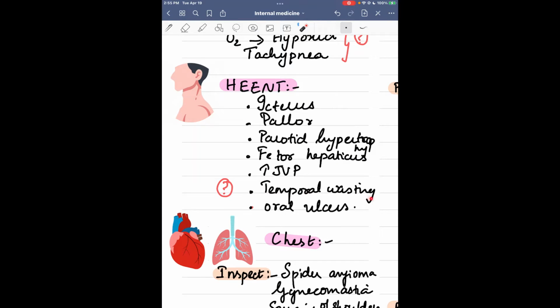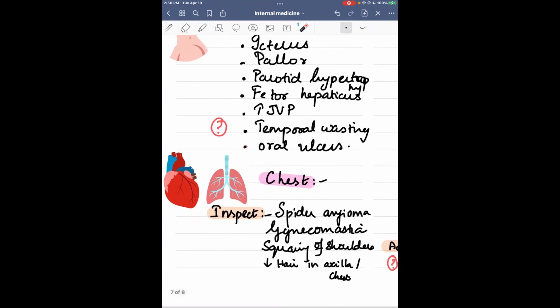And then temporal wasting, which I believe from what I have been able to read and gather is due to muscle depletion, either caused by malnutrition associated with alcoholic liver disease, or because of any underlying malignancy. However, please let me know if there is any other mechanism involved specifically in temporal wasting. And in rare conditions when there is an autoimmune disease, it can result in oral ulcers because of the inflammatory processes. And then we examine the chest.